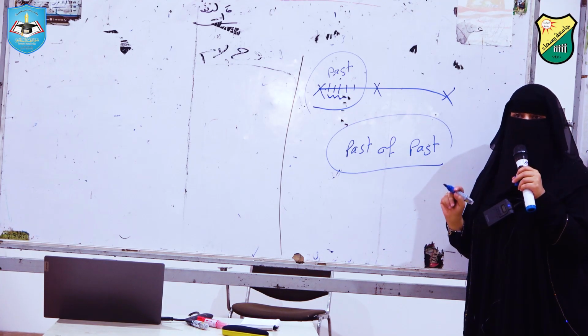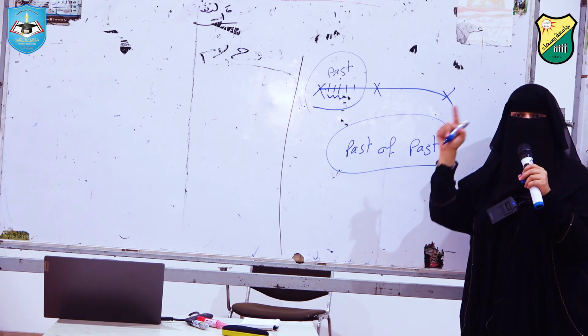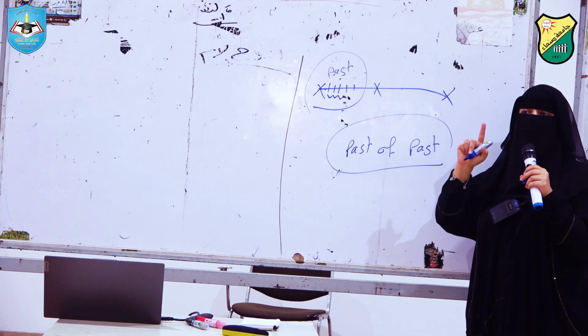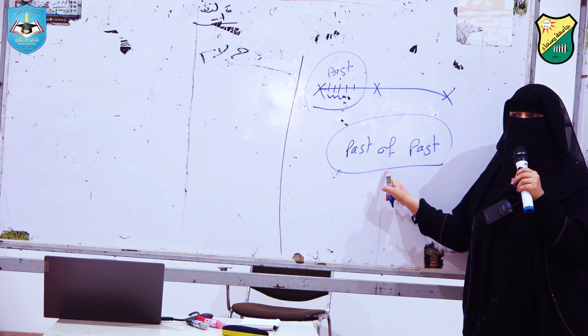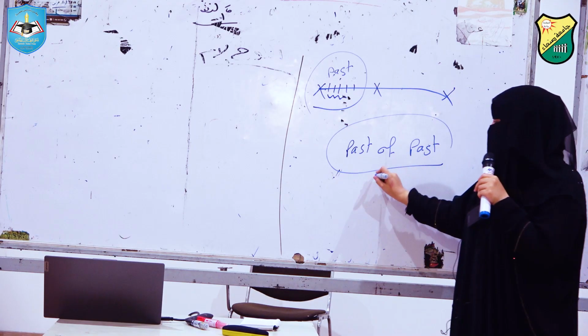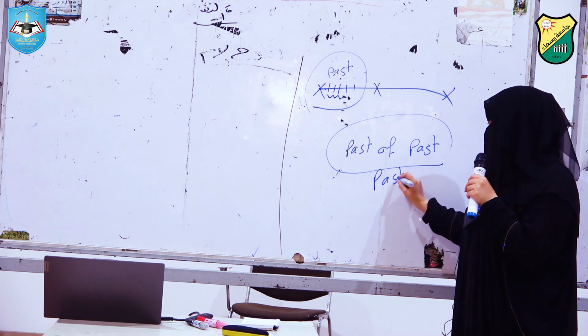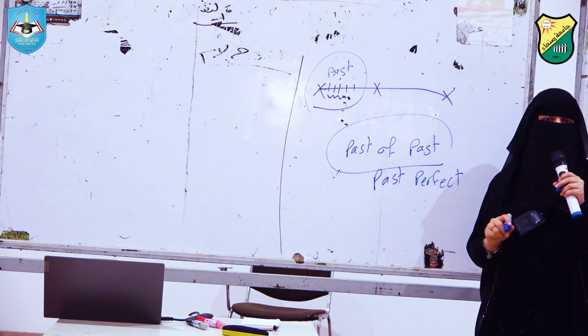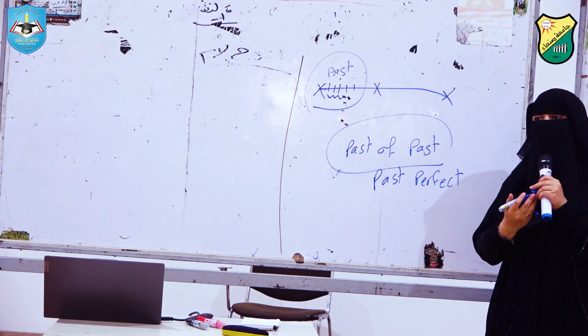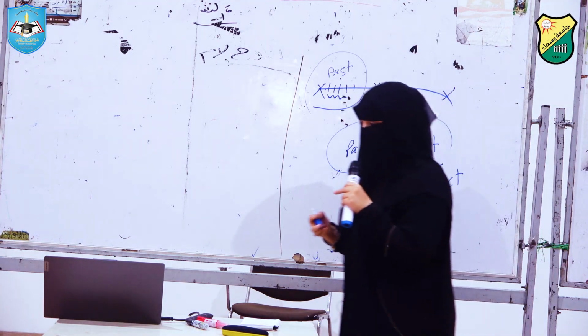لأنه الباست perfect إذا جاني past perfect و past simple الزمن الأول في الحدوث هو الباست perfect. So we call it past of the past, the past perfect. Past perfect is the past of the past. I will give you now the examples and the rule.